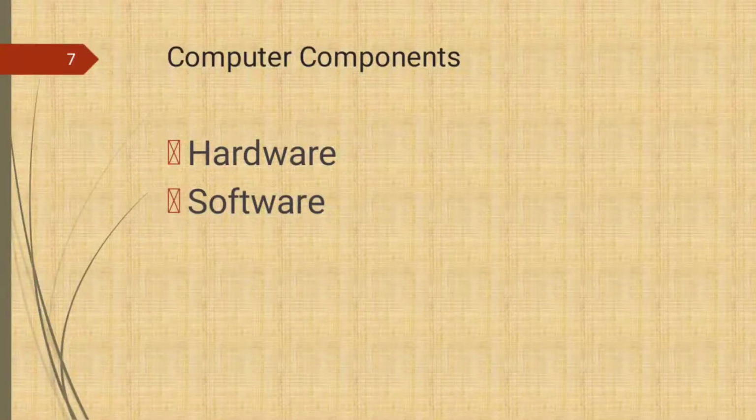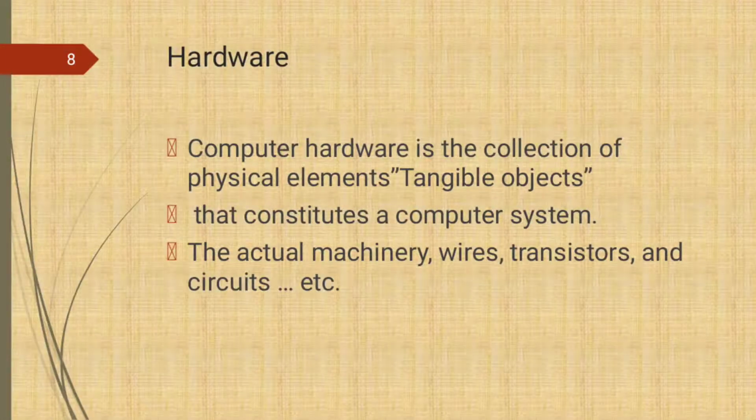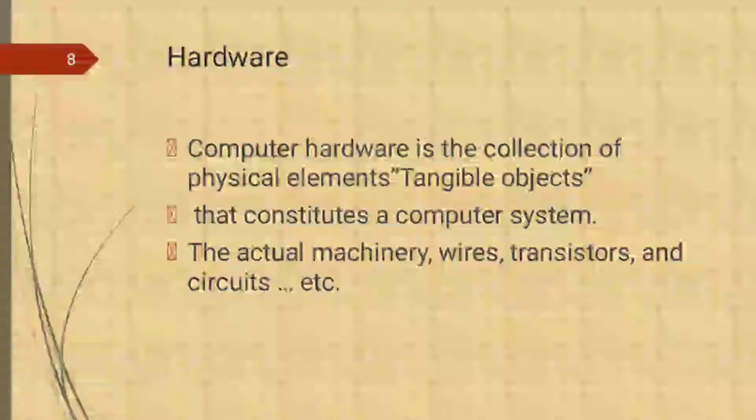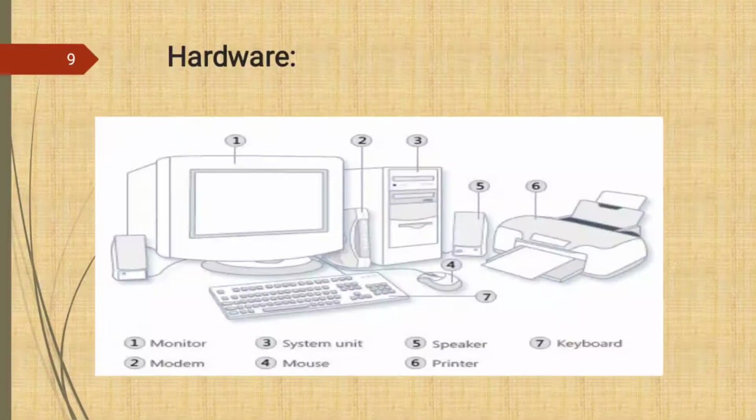Computer components: hardware and software. Hardware. Computer hardware is the collection of physical elements, tangible objects that constitutes a computer system, the actual machinery, wires, transistors, and circuits, etc.